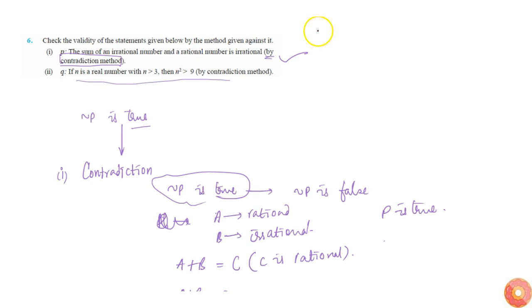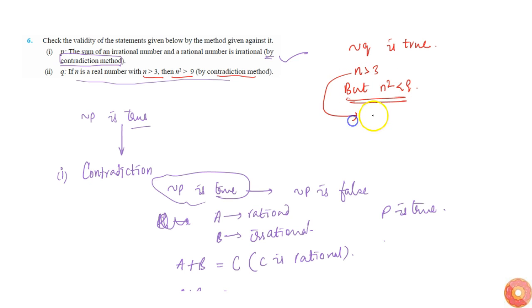For this, even here we are asked the same method. So, if n is a real number with n greater than 3, then n square is greater than 9. I will assume negation Q is true. That implies n is greater than 3, but n square is less than 9. This is what I will assume to be true. Now, n is greater than 3, so n can be written as 3 plus t, for some t. This t is a positive number here, t is greater than 0.